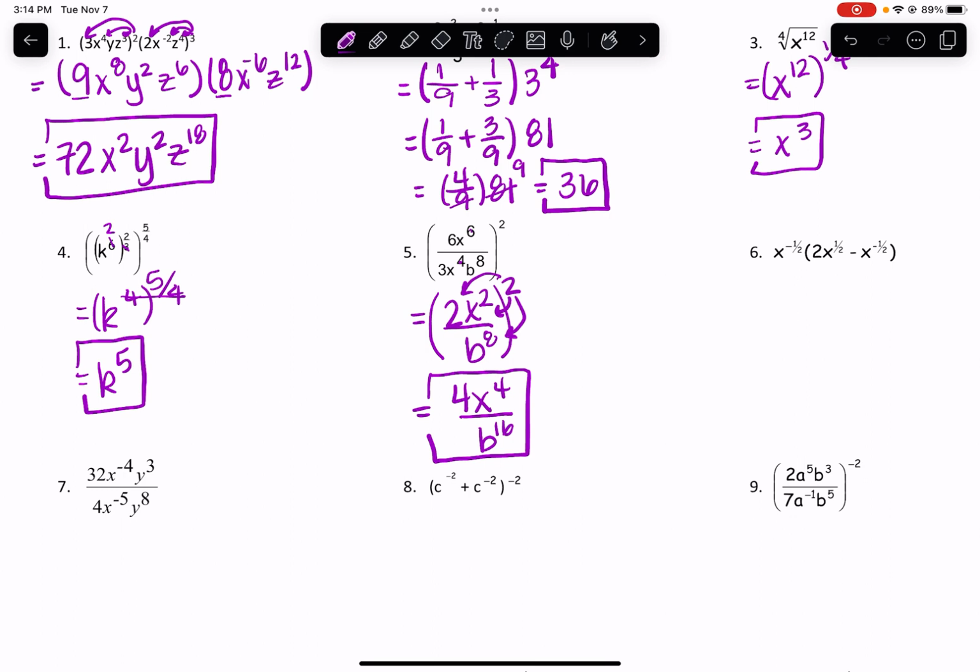And then number 6, I am going to distribute that x to the negative 1/2. So I'm going to do some multiplying. So that is going to be negative 0.5 plus 0.5 is 0. So this is going to be 2. And then negative 0.5 minus 0.5 is negative 1. So then I'm going to have 2 minus 1 over x. And that's as much as you can do on that one.